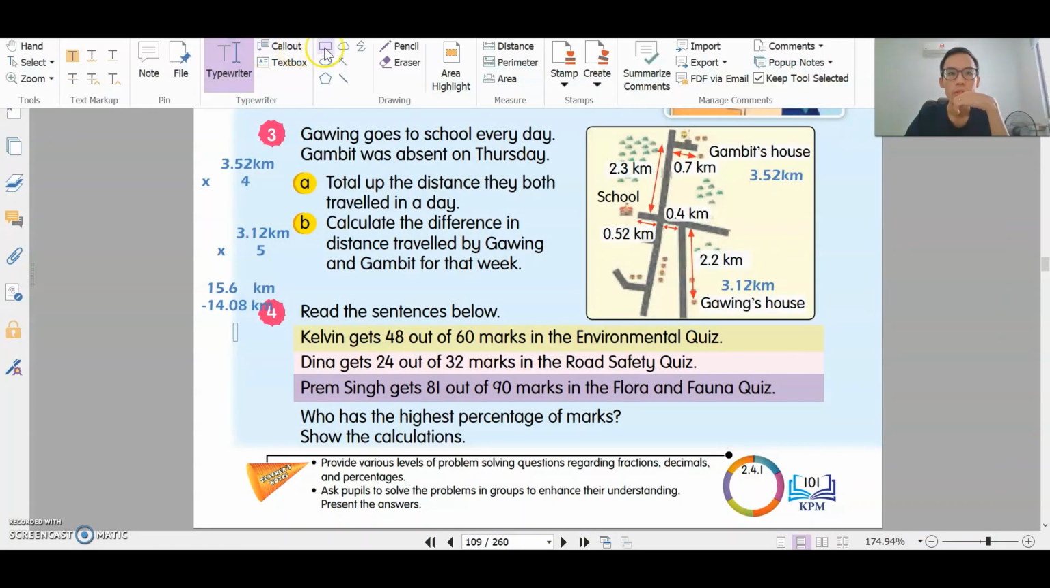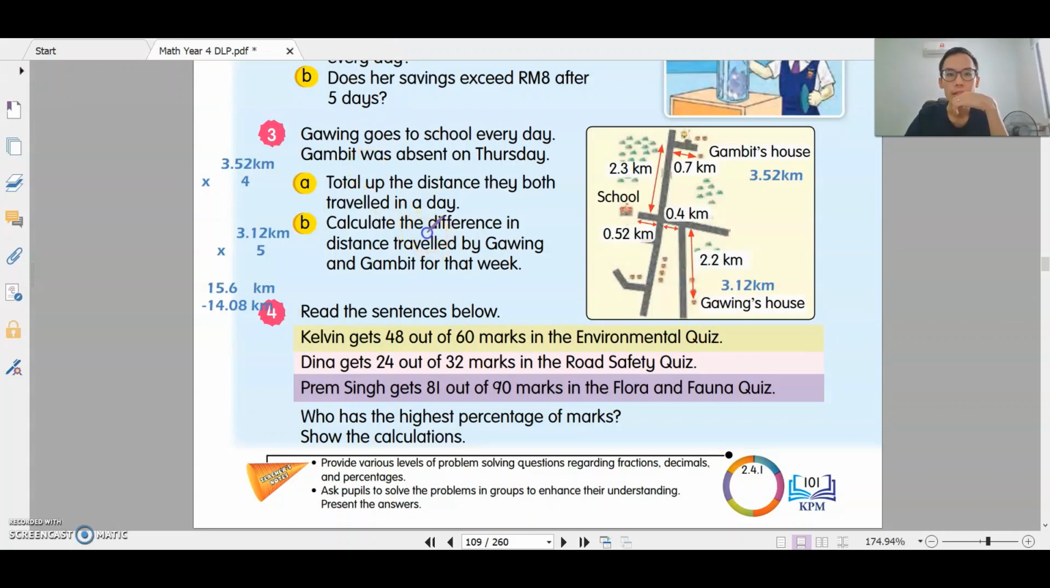Okay, for question B, calculate the difference. You see the word difference is perbezaan. That means you have to minus. In distance traveled by Going and Gambit for that week. The earlier statement tells us that Gambit was absent on Thursday. So you have to minus 1 day. We go to school from Monday until Friday, 5 days. But for Gambit, he was absent on Thursday, so you minus 1 day.